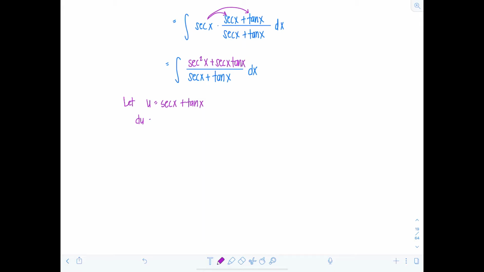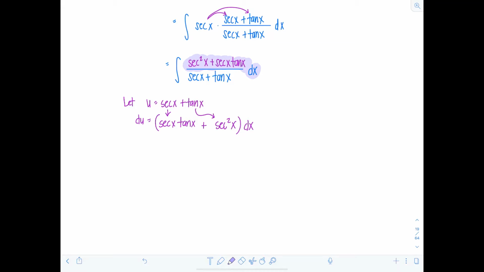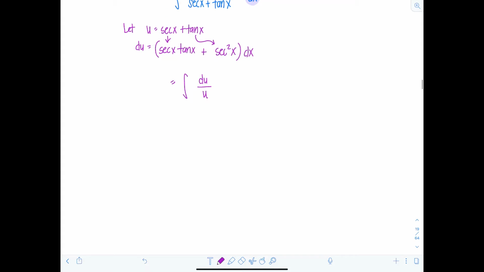And then du, let's see. The derivative of secant x is secant x tangent of x, plus the derivative of tangent of x is secant squared x dx. My goodness, do you see that sitting somewhere in our integral? I do, it's right here. That was convenient. All right, and so from here we have the integral of du over u. And this is old news, so we have natural log absolute value of u plus c. So this is natural log absolute value of secant of x plus tangent of x plus c.